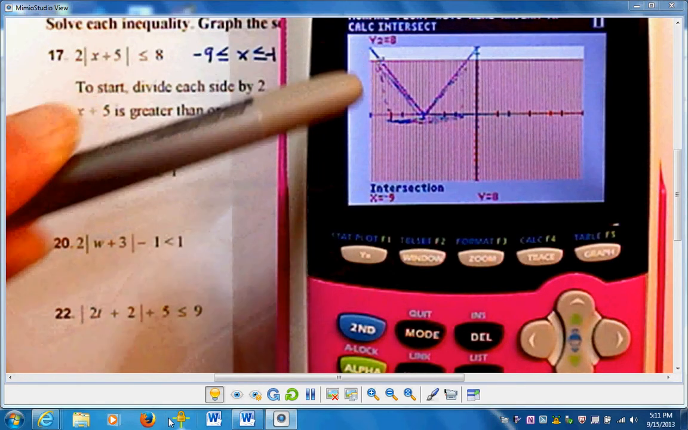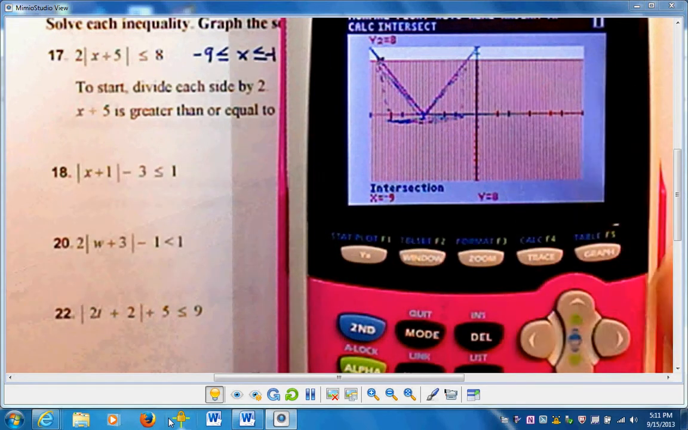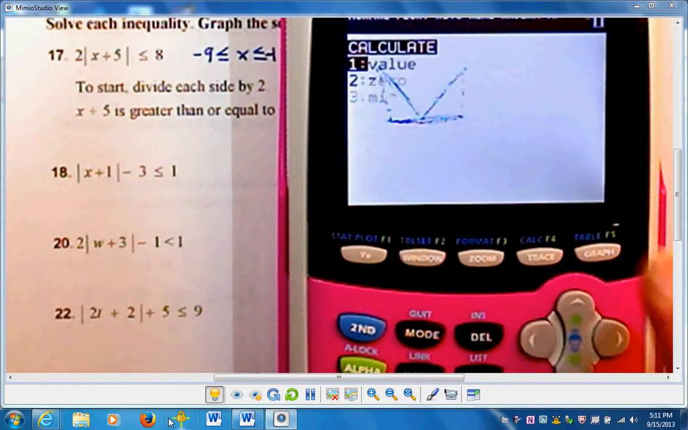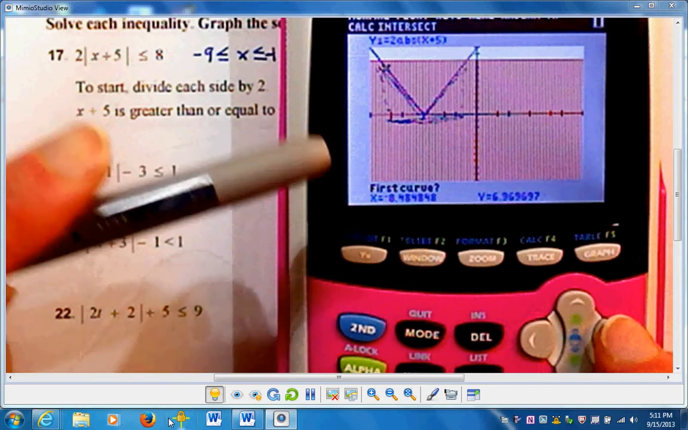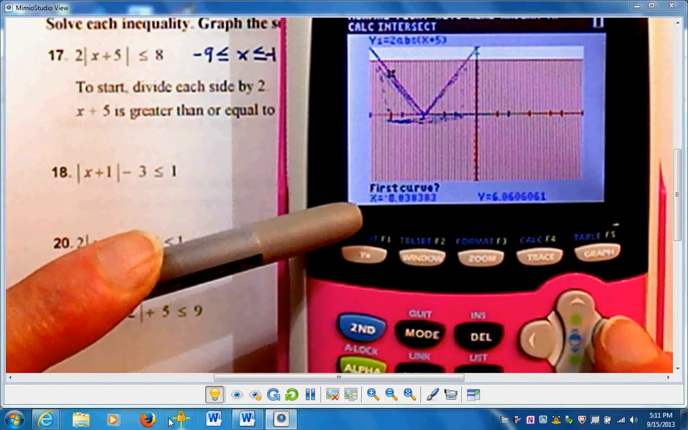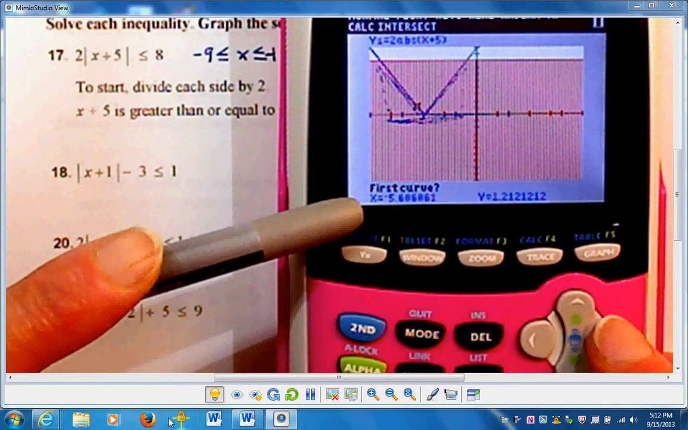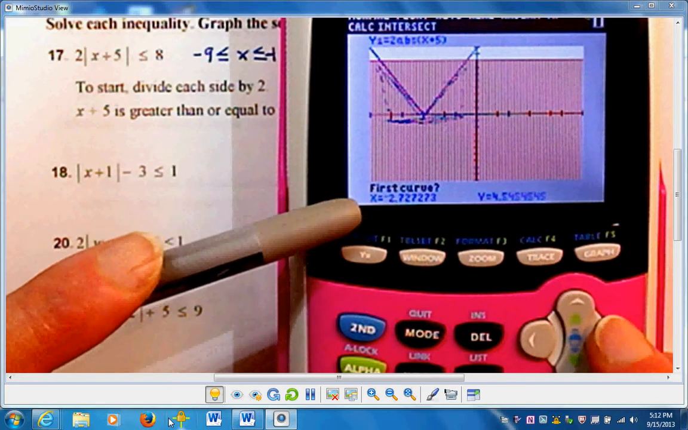And so let's think about that. As I move my cursor to get my second point, let's go to this point over here. That means I'm going to want my cursor to be on the other side. So let's do second, trace, intersection. I'm going to move my cursor. Just think about this: look at my values of x. Those are all bigger than -9, aren't they? -7, -6. Those are all values that are bigger than -9. Right? -3 is bigger than -9.